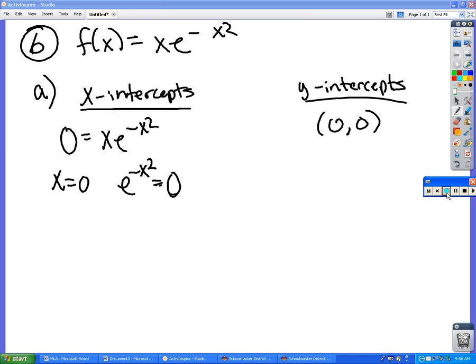Okay, so then what do we get for our x-intercepts? 0, 0. Okay, did I do anything wrong? I'm just saying, that's what I got. Okay, step in your calculator.